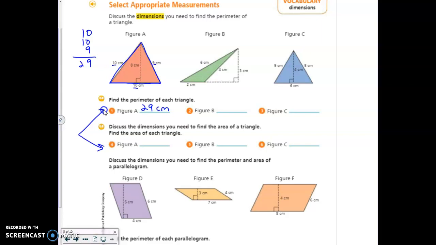So now we're switching gears. Let me get the 29 back up there. I erased it a little bit too much. So let me get the 29 in here.